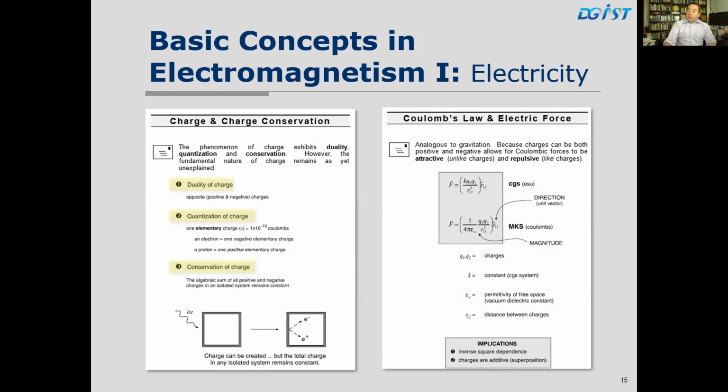And then also it's very important to note that for our purposes, charges are additive. You have superposition of forces. So if you have many charges, 20 charges, 30 charges, you just add up all the different pairwise interactions, and you get the net force by just adding all of these for the individual charge-charge interactions.